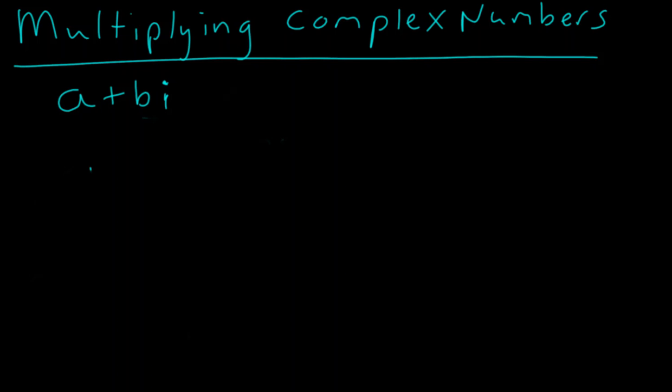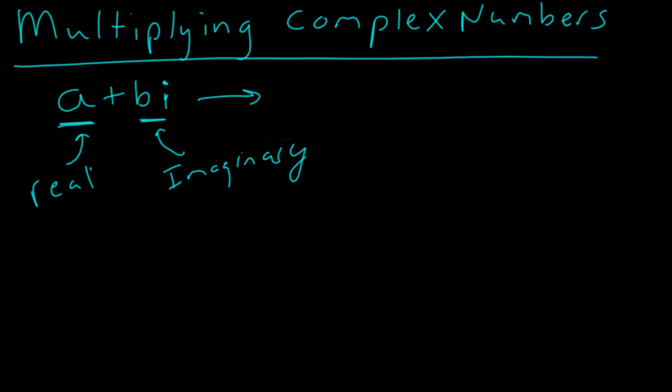Alright, and welcome to multiplying complex numbers. Now take a look at the number, that's going to sound weird, take a look at the number a plus bi. You'll notice that a does not have an i term, so it is a real number, and our bi term does have an i, so it is imaginary. Okay, so we have a real and an imaginary number.